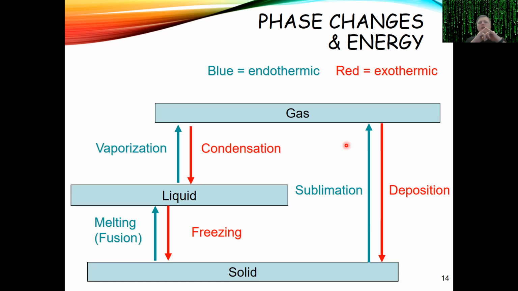Those forces are strong. And so your system has to absorb energy to overcome those interactions so you can get into a more chaotic system. So part of the energy here is actually not going into increasing our kinetic energy at all, but actually just to overcome our intermolecular forces. We'll talk more about this in the next lecture.